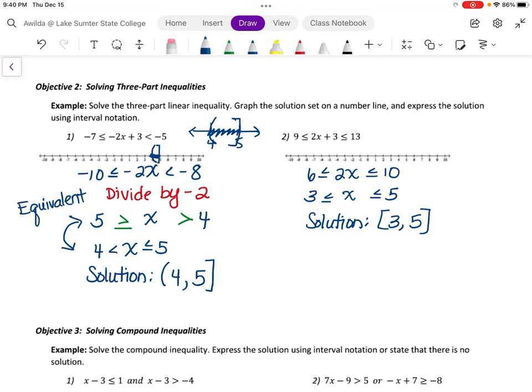For number 2, the solution set goes from 3 to 5. Again, this is very, very small, but I will use square brackets on both of those and then shade in between. Notice that for three-part inequalities, the solution sets will always be intervals.